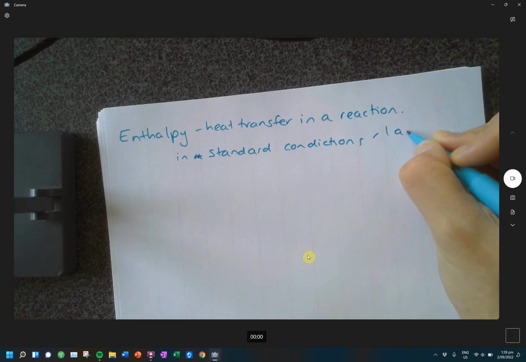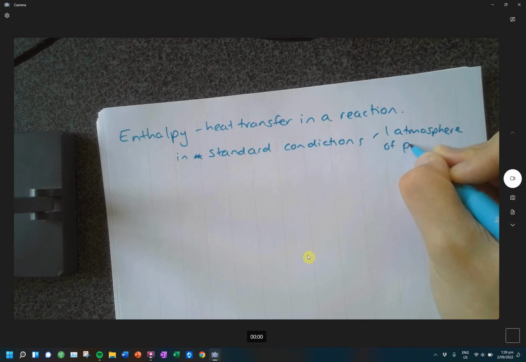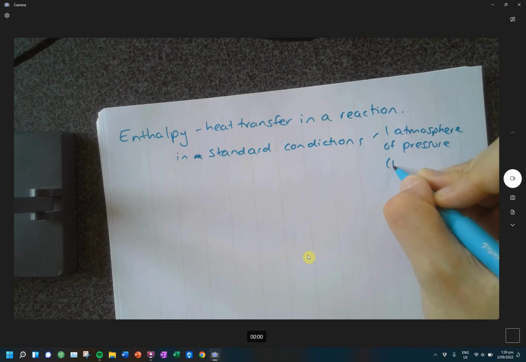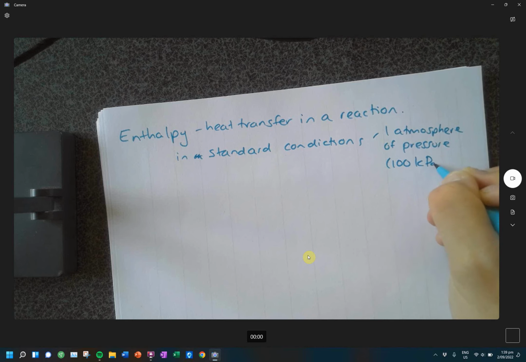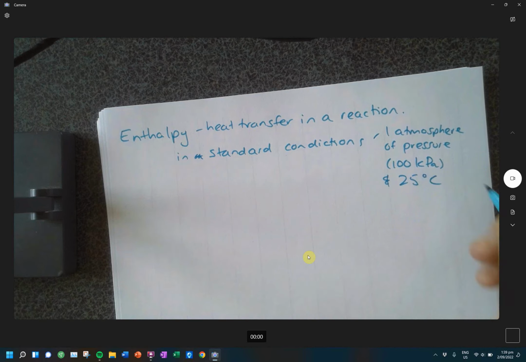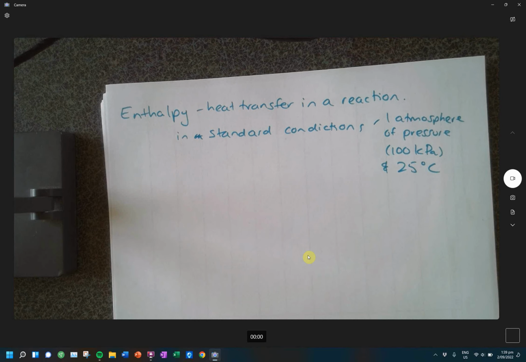1 atmosphere of pressure, which is 100 kilopascals, and at 25 degrees Celsius. So just something that I'm adding because you'll often see them mention that it's at standard conditions or at 25 degrees, because obviously the temperature would affect what's happening. We know that at different temperatures molecules are moving at different rates and that could influence energy and things like that.